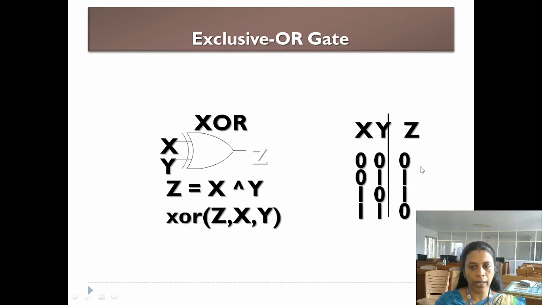For an XOR gate, when an odd number of inputs is high, the output is high. So for the combinations 0 1 and 1 0, the number of high inputs is odd, so the output will be high. For the other two combinations, 0 0 and 1 1, the output will be low, which is represented by the Boolean expression Z is equal to X bar Y plus X Y bar. This is represented as X XOR Y.